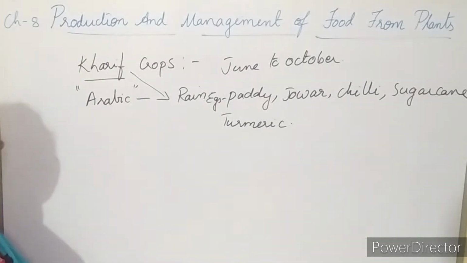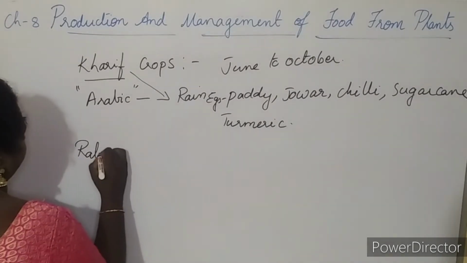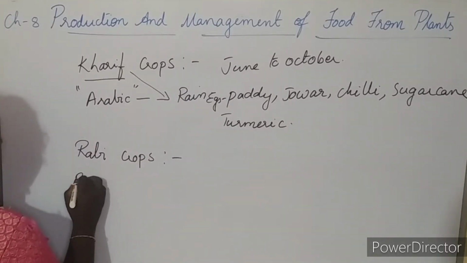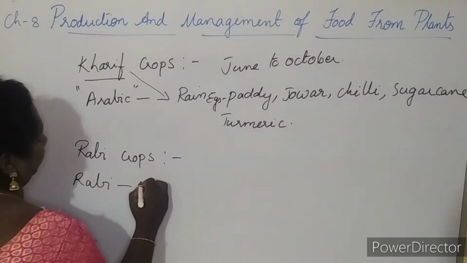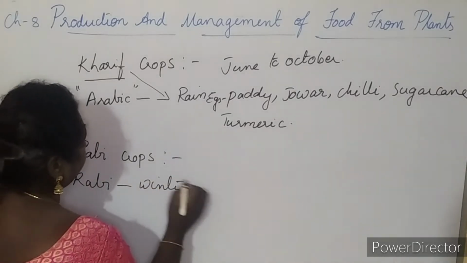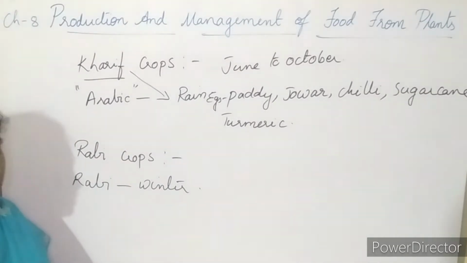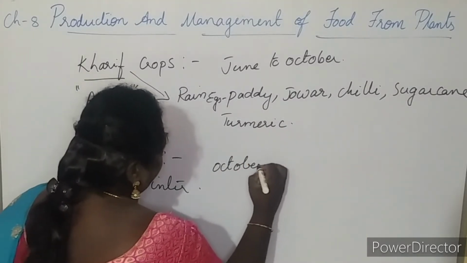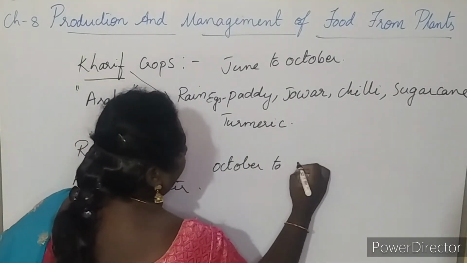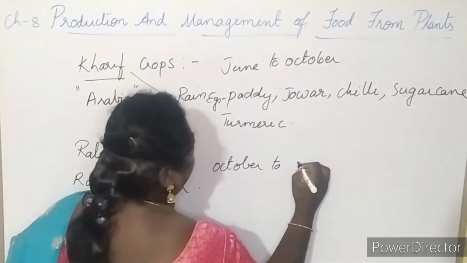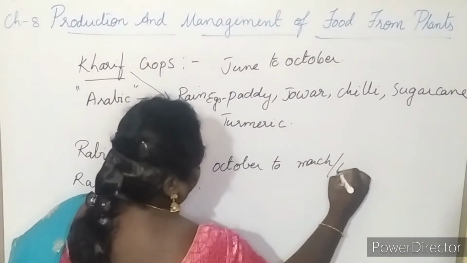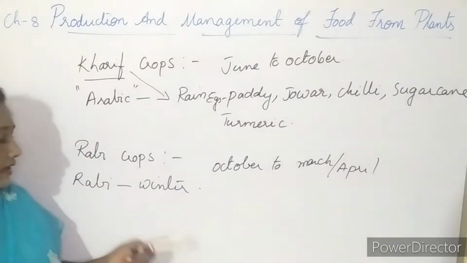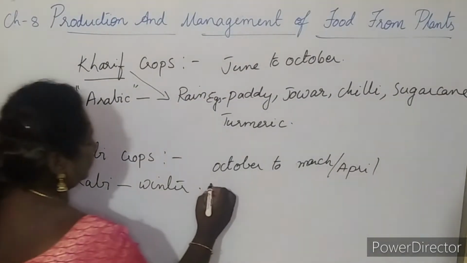The other one is the Rabi crop. This is also derived from the Arabic language. In Arabic, Rabi means winter. So here the crops are winter season crops, we can say. The winter season months start from October to the month of March or April. It ends by April. Such types of crops are called Rabi crops. And if we see the examples here, wheat.